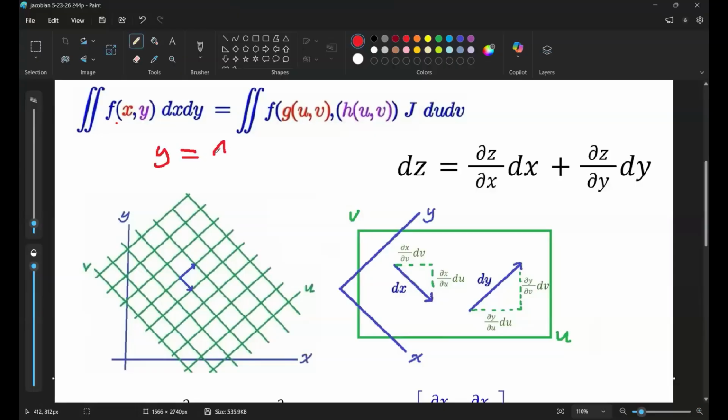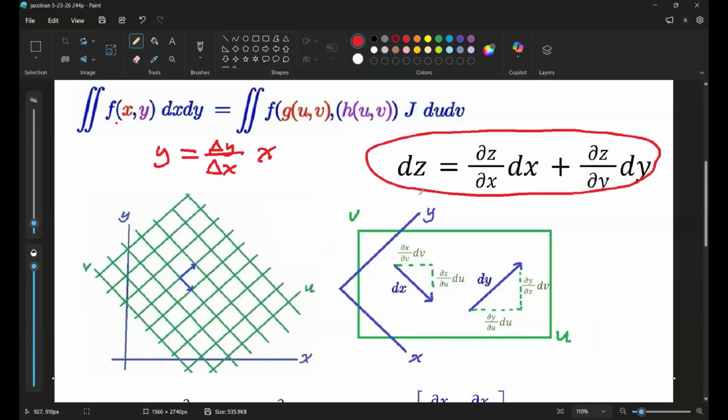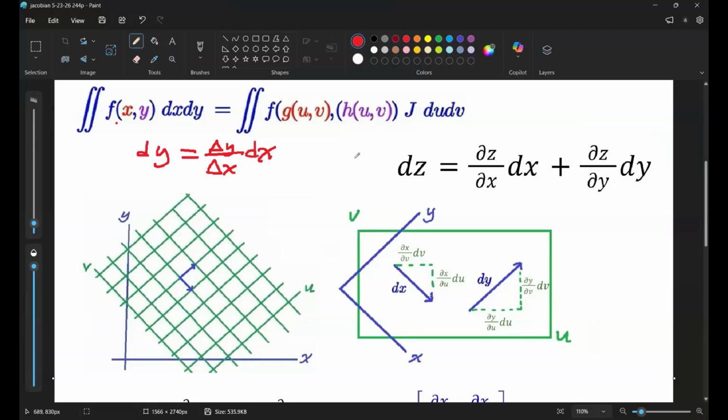So y equals delta y over delta x. And well, we could look at that first. Obviously, that's true. If we multiply both sides by x, we get that. And that's basically the equation of a line. And from that, we basically get the multivariable chain rule. We could put d's in front of the x and y, and that would be perfectly fine.